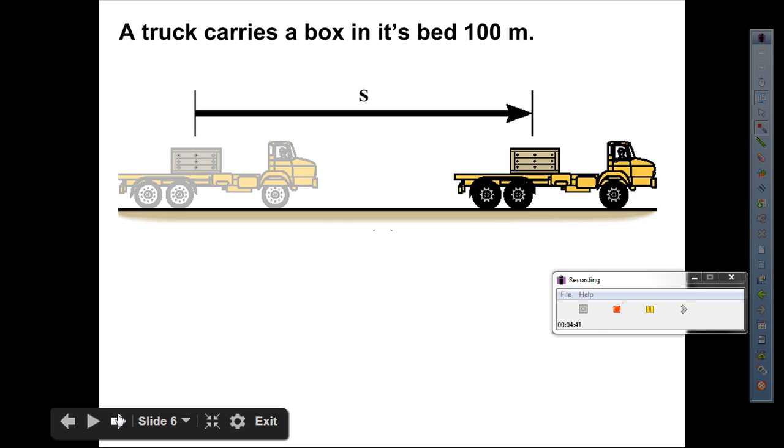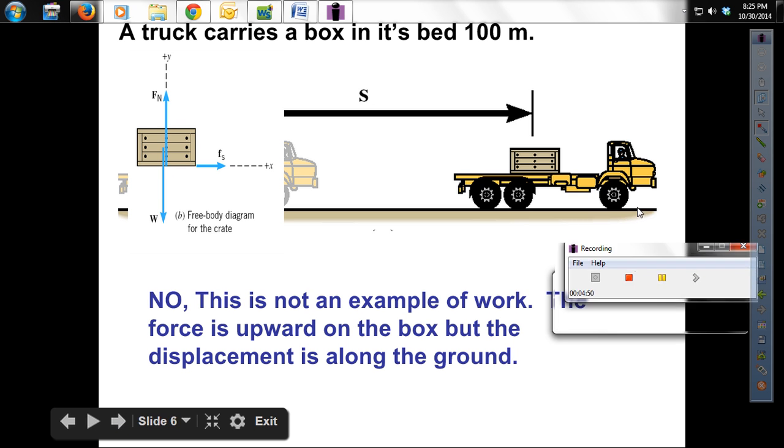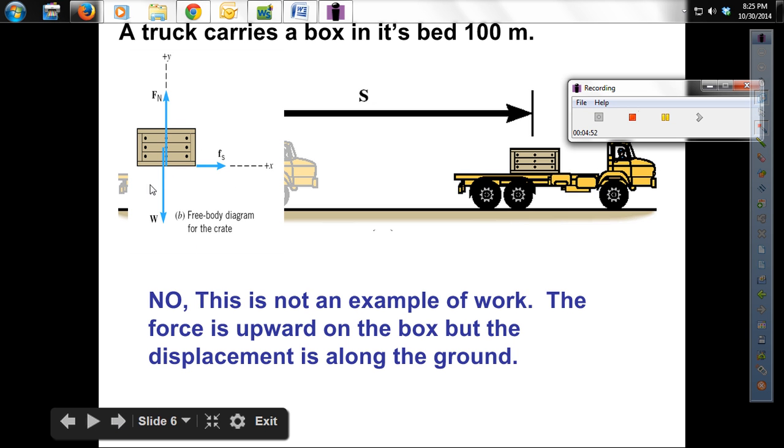A truck carries a box in its bed 100 meters. There's no work done, because if you look at the force acting on the crate, it's upward. The displacement is straight ahead, so those are at right angles. Cosine of 90 is 0. No work is done.